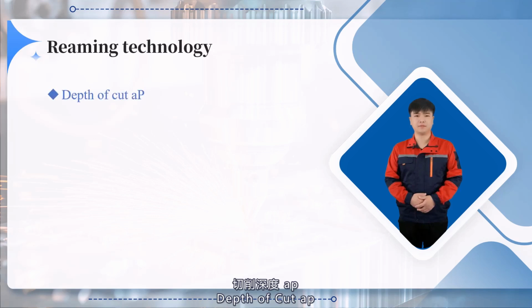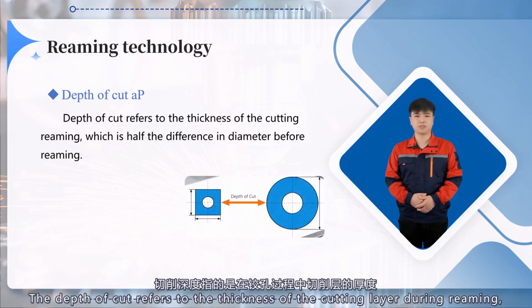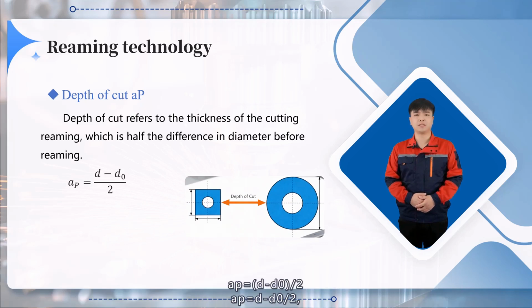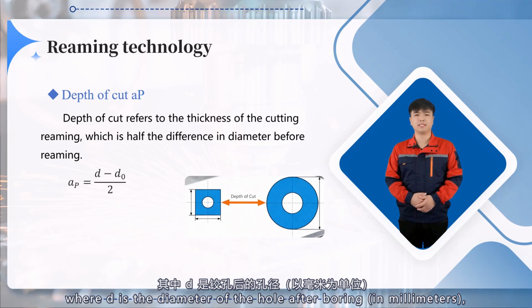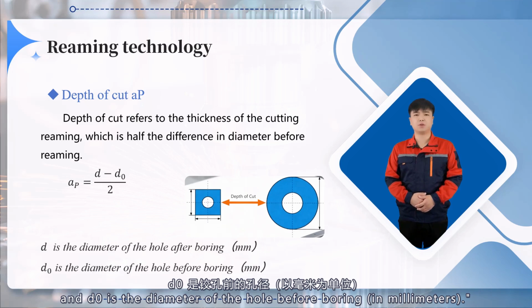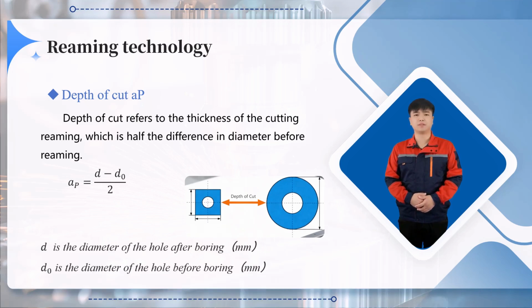Depth of cut ap. The depth of cut refers to the thickness of the cutting layer during boring, which is half the difference between the diameters before and after boring. ap equals D minus d0 over 2, where D is the diameter of the hole after boring in millimeters, and d0 is the diameter of the hole before boring in millimeters.